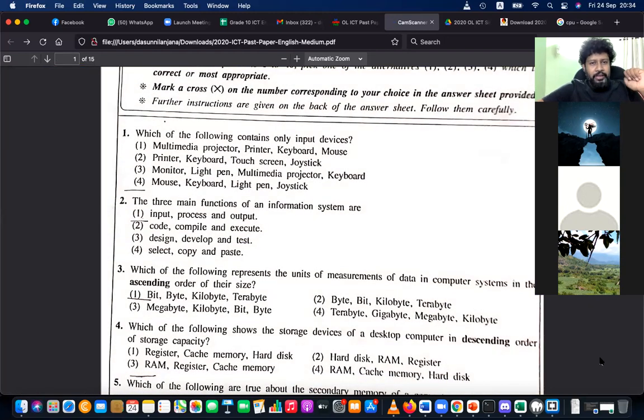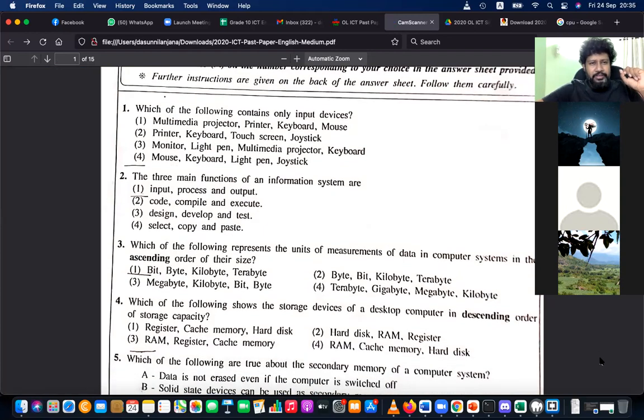Okay, question number one: which of the following contains only input devices? Very easy, straightforward. A multimedia projector is showing you an output, so that is not input. A printer is also output. A keyboard is input, a touchscreen is both input and output, and a joystick is input. A monitor is output, a light pen is input, and a multimedia projector is again output. Mouse and keyboard are both input. Light pen is also input, and joystick is also input. Therefore, answer 4 is the correct answer.